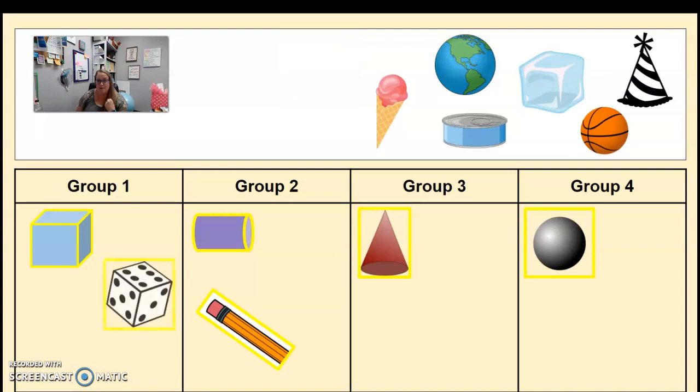Let's see if you're right. Oh, I hope you were showing me number 1, number 1, number 1. All right. Everybody's favorite, or at least my favorite. For our ice cream cone, is it going to go in group 1, 2, 3, or 4?